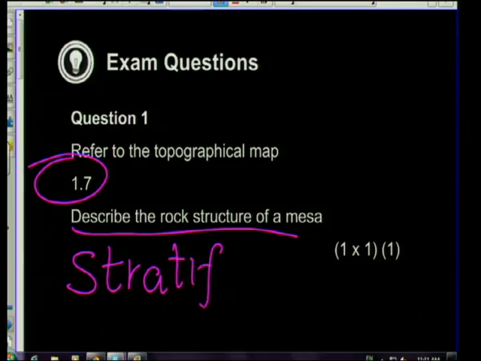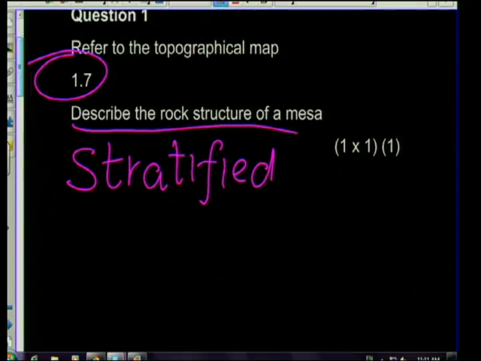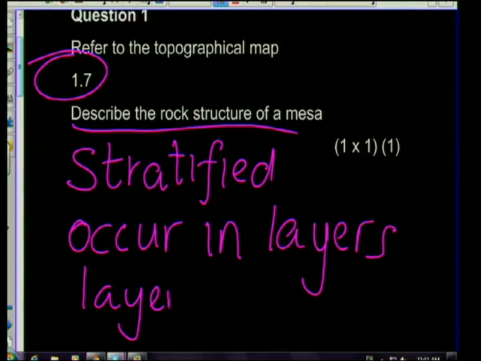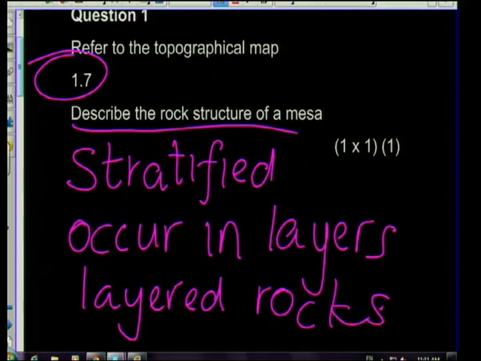Sedimentary rocks are stratified. Or we can further explain that. Sedimentary rocks occur in layers. Or we can say they are layered rocks. Any one of these answers, because what do we know? Sedimentary rocks are rocks that occur in layers. And how do we describe it? We describe it as stratified rocks, layered rocks, or rocks that occur in layers. Does that answer our question?